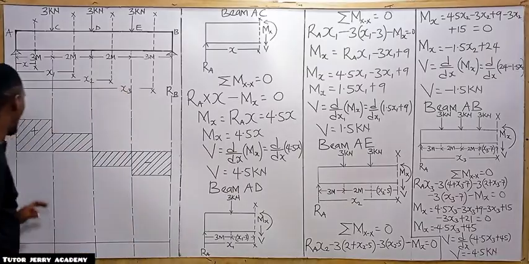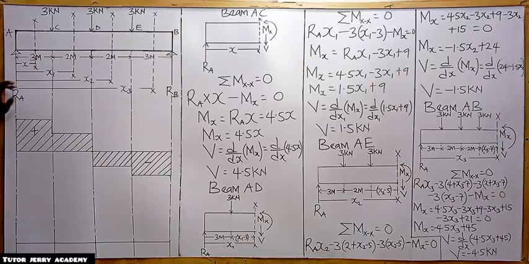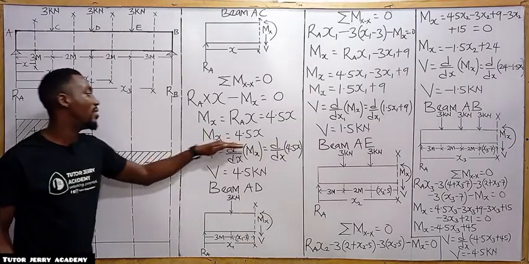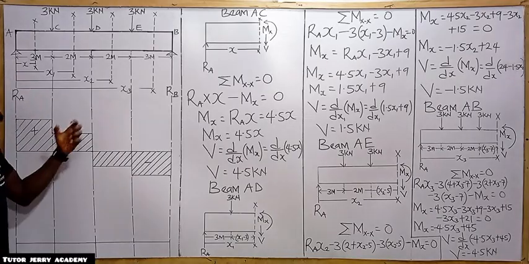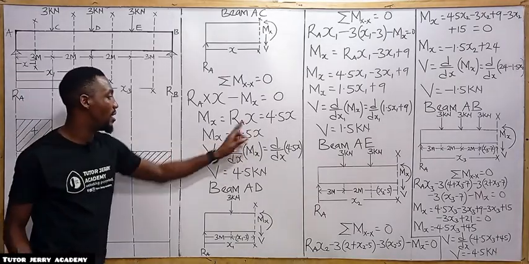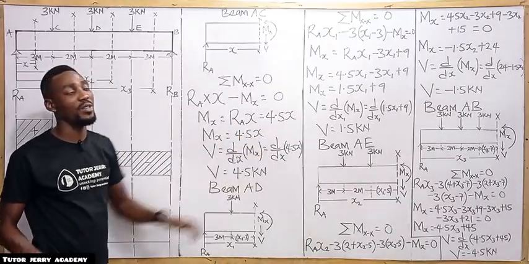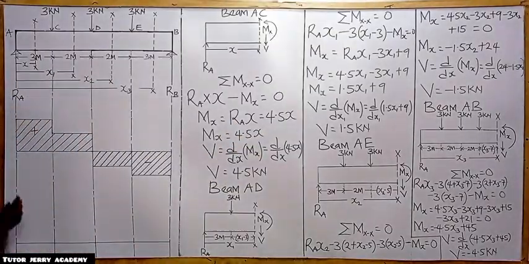All right. So now let's go for the bending moment at point A. For us to do that, we are considering this moment equation. And at point A, the value of S is 0. So if you put 0 here, 4.5 multiplied by 0 is what? 0. So it shows that our bending moment is going to be 0, which is at this point.